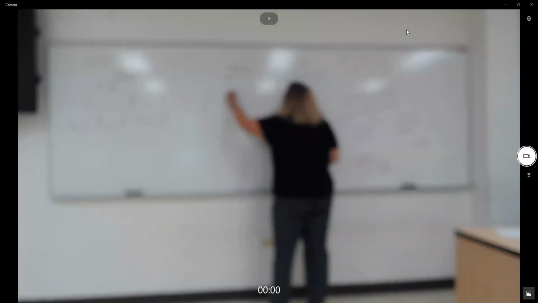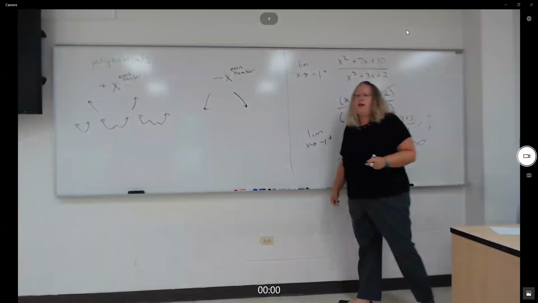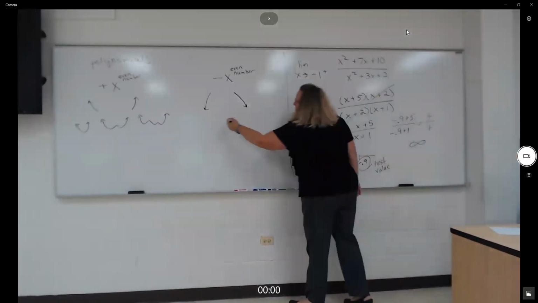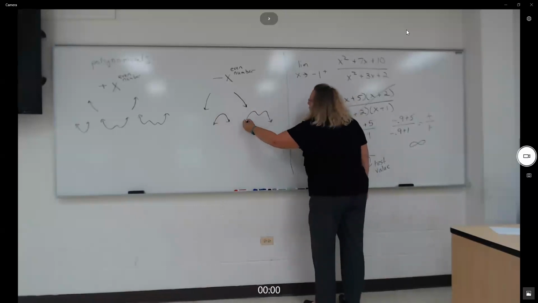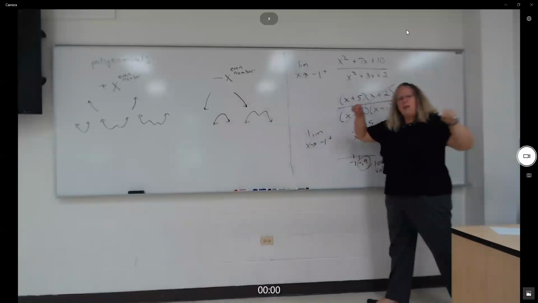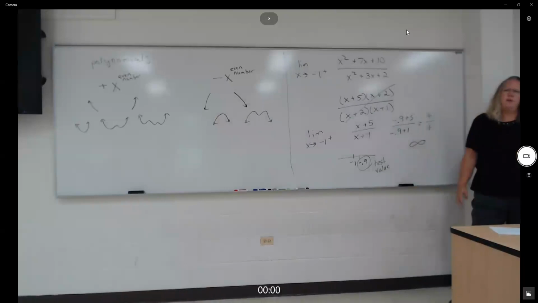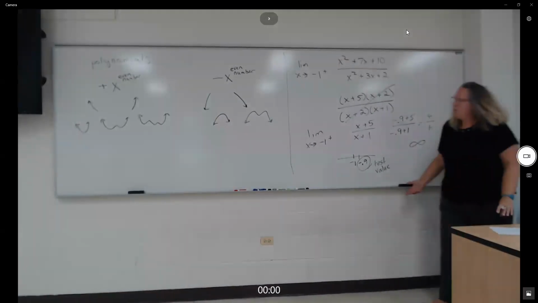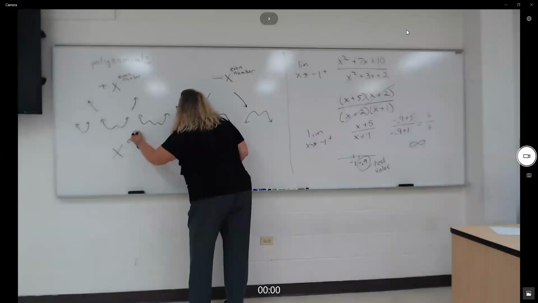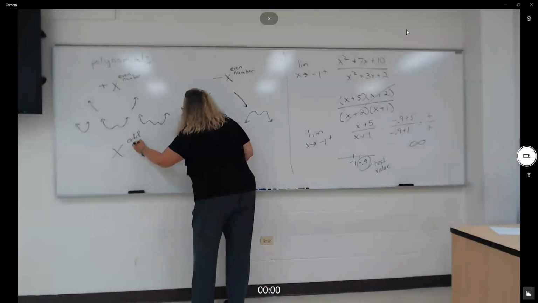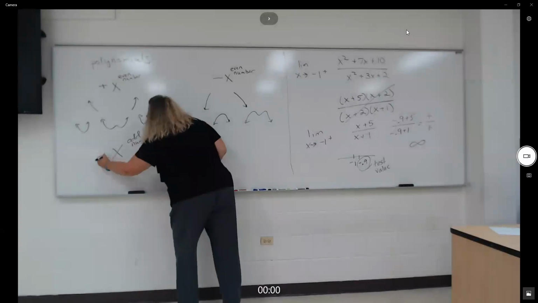All right, so for an even number, ends are going down. Whether it's a parabola going this way, or like x to the fourth, as long as it's negative and even, we just care about the ends. Okay, now what's our other situation? If the exponent is an odd number, and it's positive.